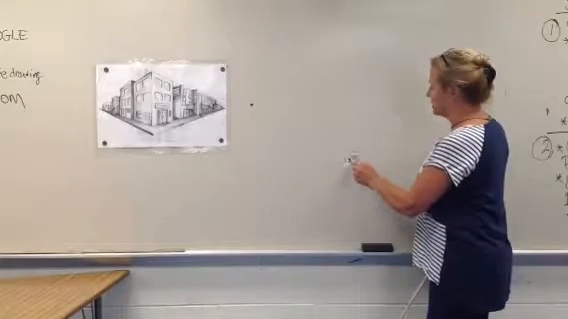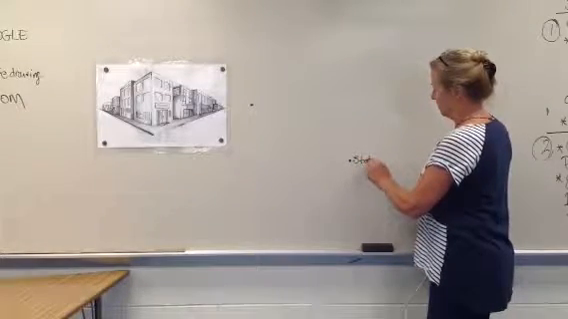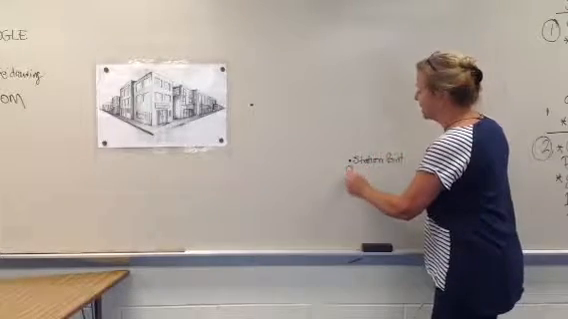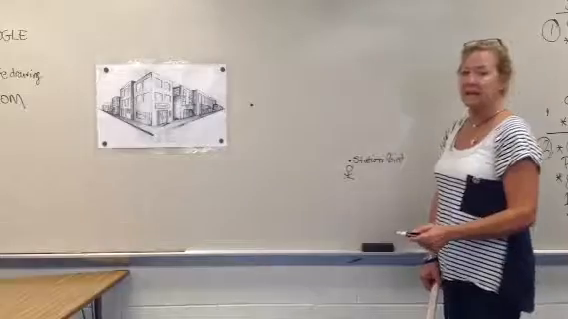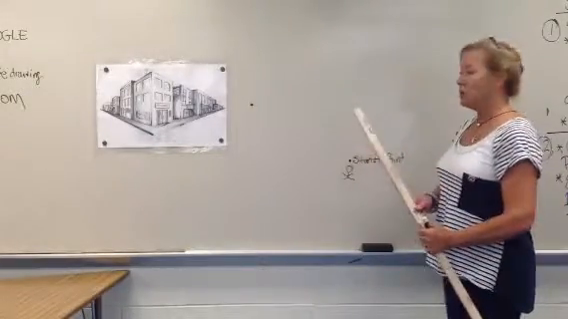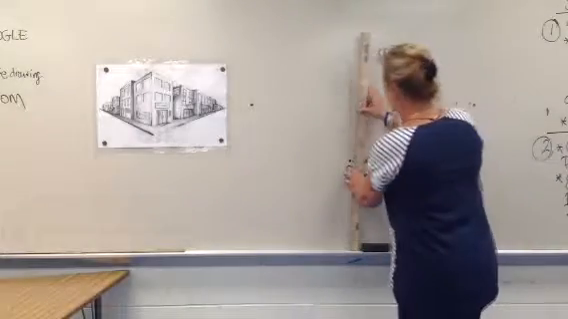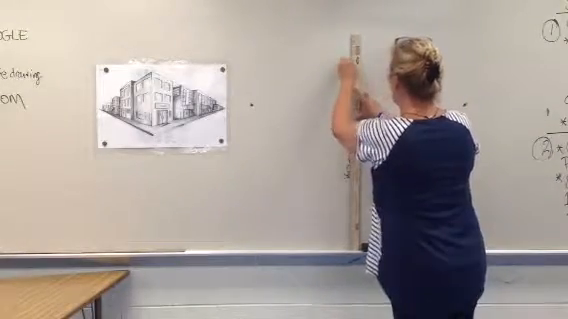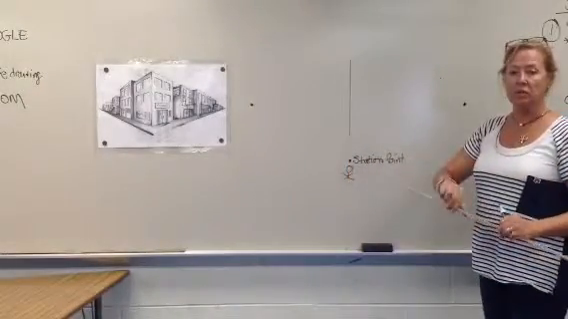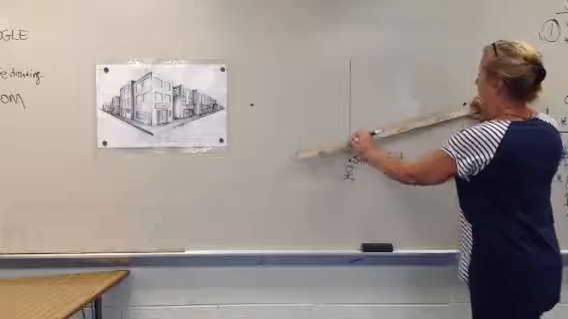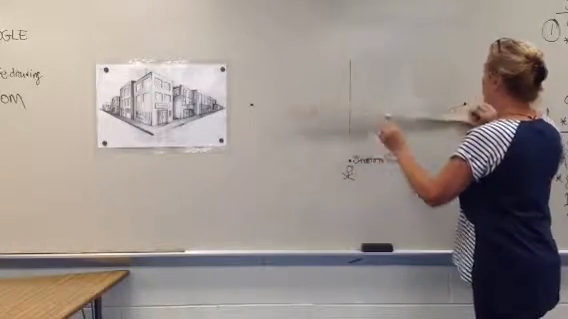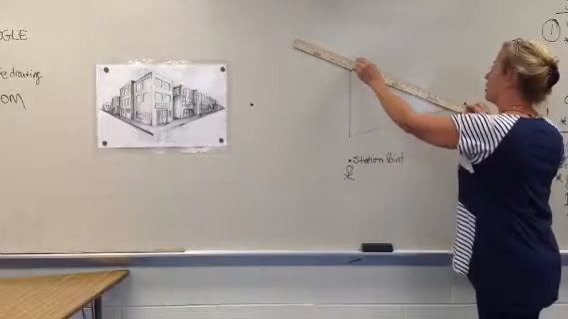Okay, the next step is you will pick wherever you want to start your buildings. This is now called the station point. The station point is where the artist is standing. At this, you will then create a vertical line at the station point. This is now the corner of the building that is the closest to you. You decide how tall you want this line to be, which is going to also be how tall you want your building to be.